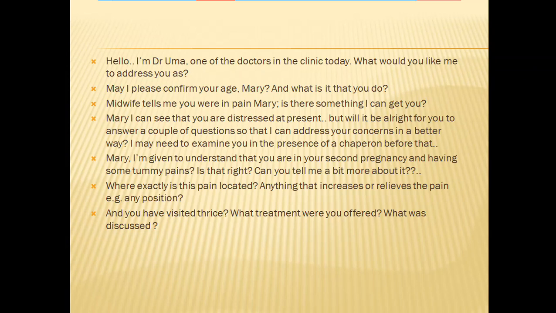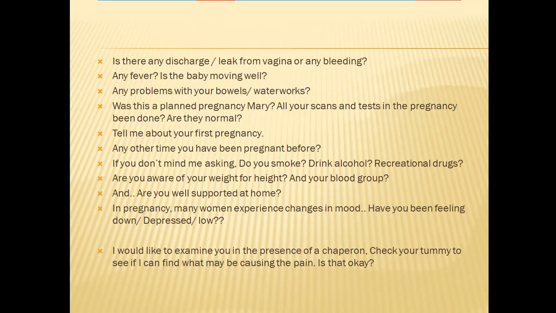Where exactly is this pain located? Anything that increases or relieves the pain, for example, in any particular position? And you have visited here thrice. What treatment were you offered previously? And was anything discussed? Is there any discharge or leak from your vagina or any bleeding? Any fever? Is the baby moving well? Any problems with your bowels or waterworks?